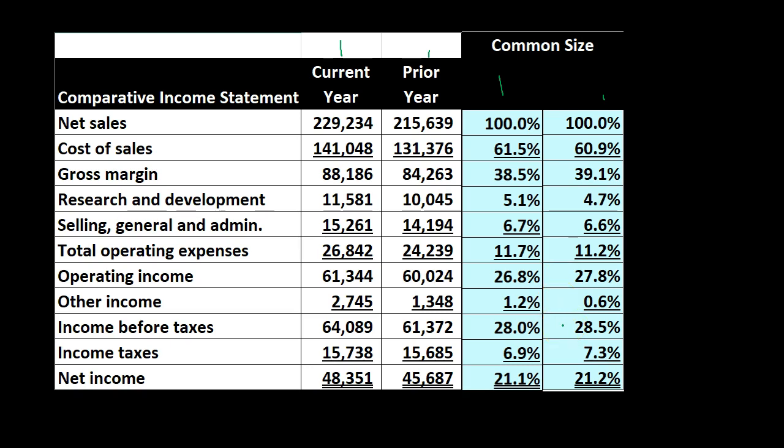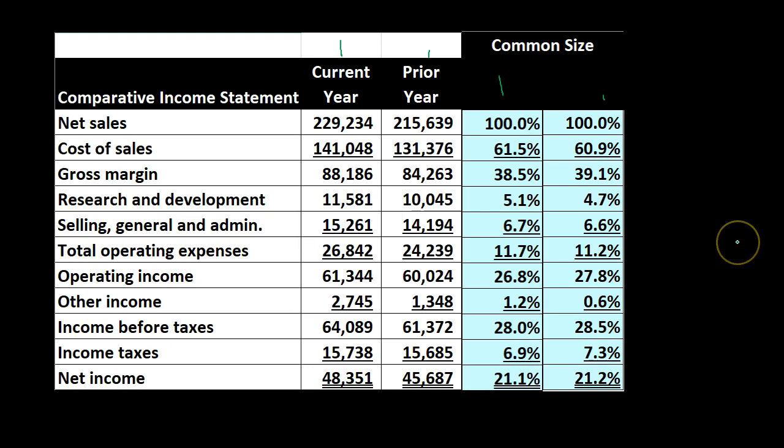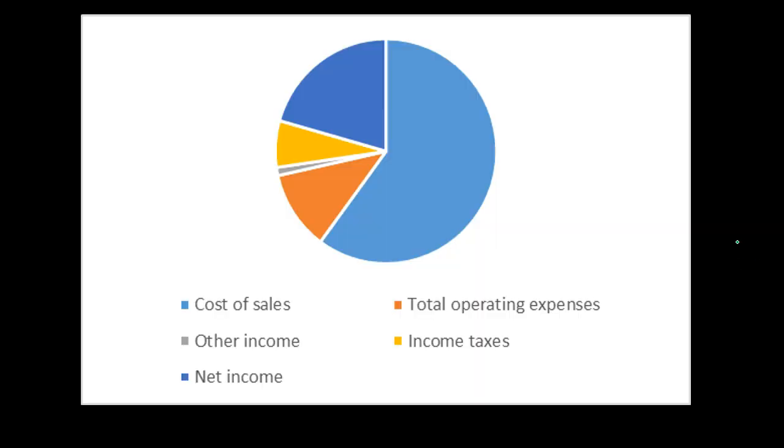And so we can compare those percentages on a common size statement year over year, or to multiple other companies. If we were to graph this as well, it might look something like this. You can then give a pie chart and a visual and say, look, here's basically our expenses. The largest expense is the cost of goods sold, and then you can break out the expenses from there. This could be a nice way to give a visual of what we're expending in relation to the gross sales number.